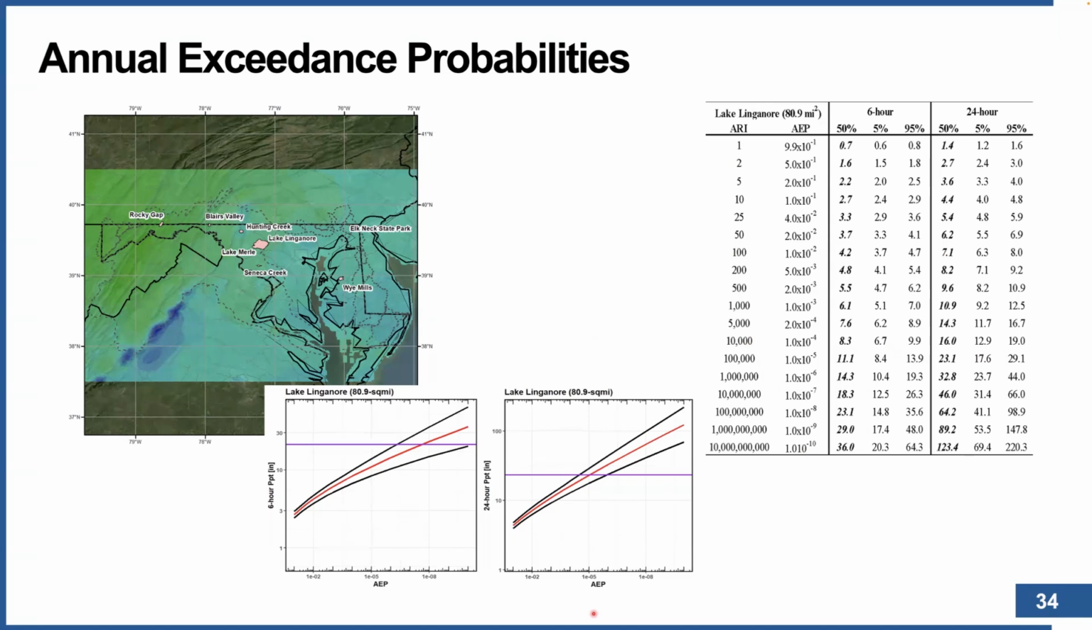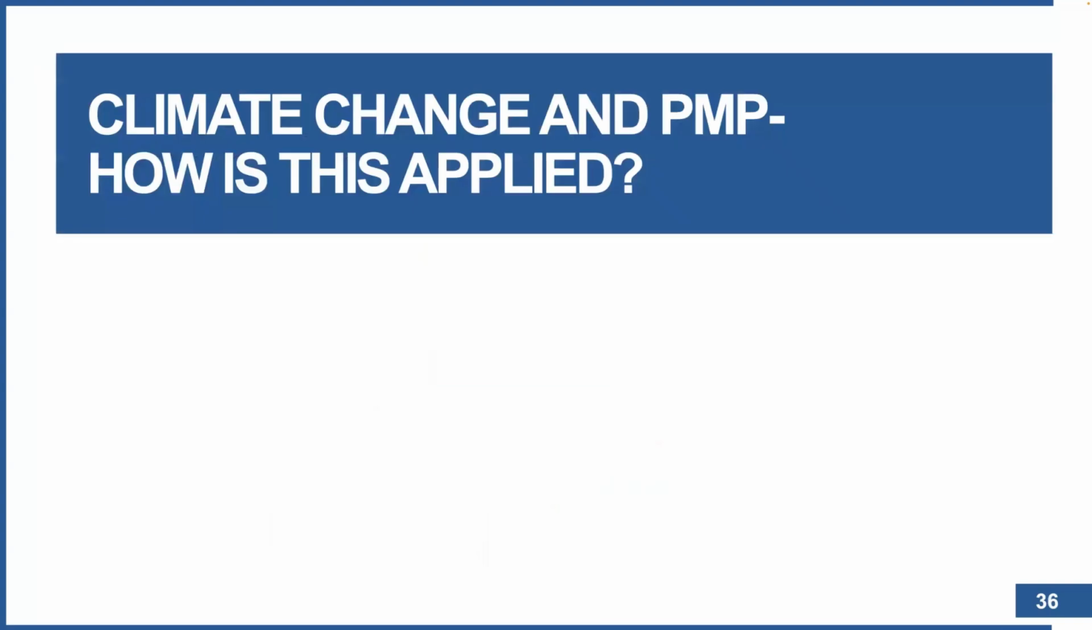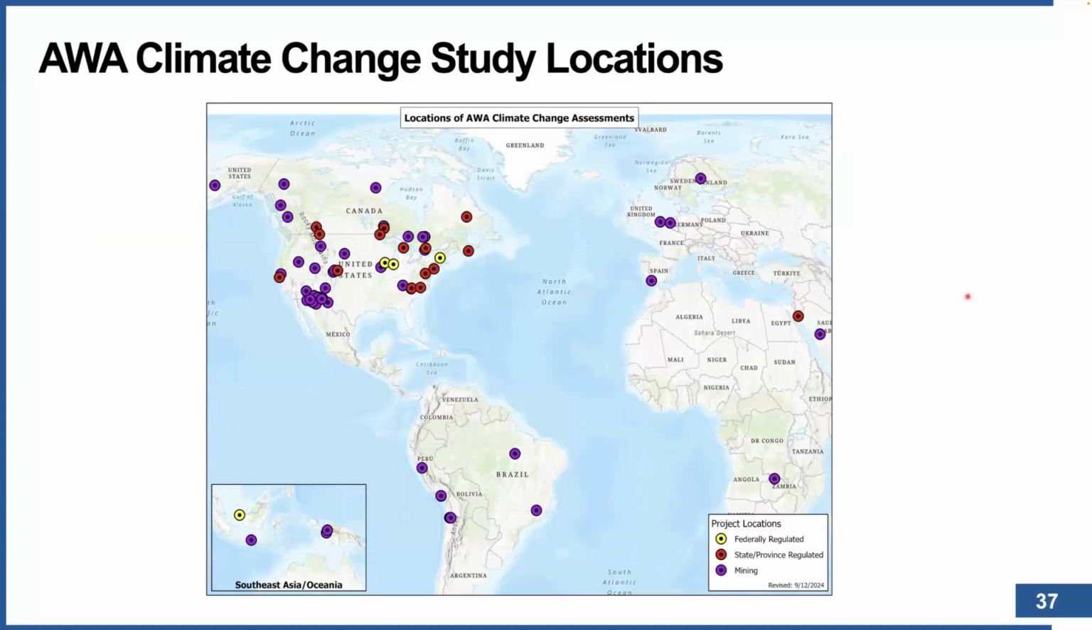What about when we talk about climate change and how that affects PMP? Where are we going with that? Well, in the process of doing all these PMP studies, we've begun to do climate change assessments associated with them all over the world as well. We've done hundreds of studies that incorporate climate change into these PMP assessments, so we can really evaluate how climate change projections are affecting PMP projections.